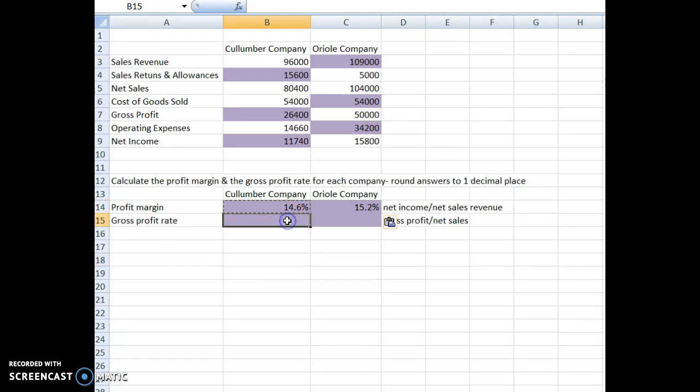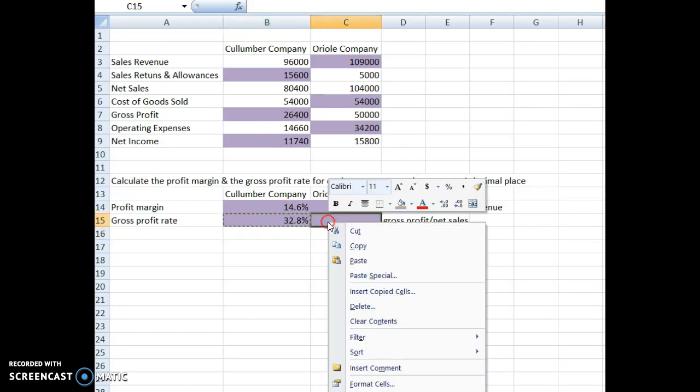Now your gross profit rate is going to be your gross profit divided by your net sales. So again, equals my gross profit divided by my net sales, 32.8. Copy and paste.